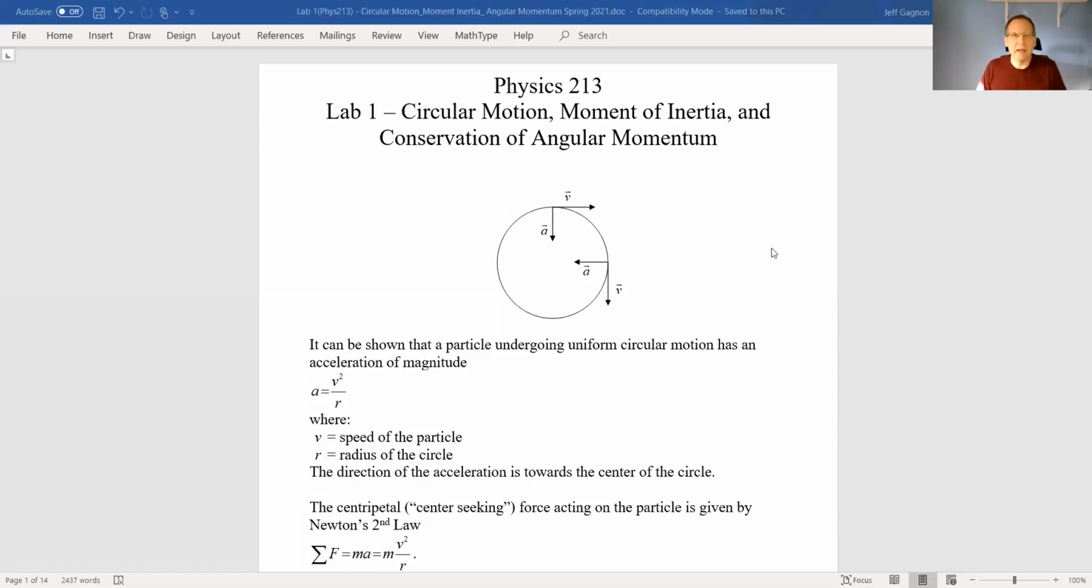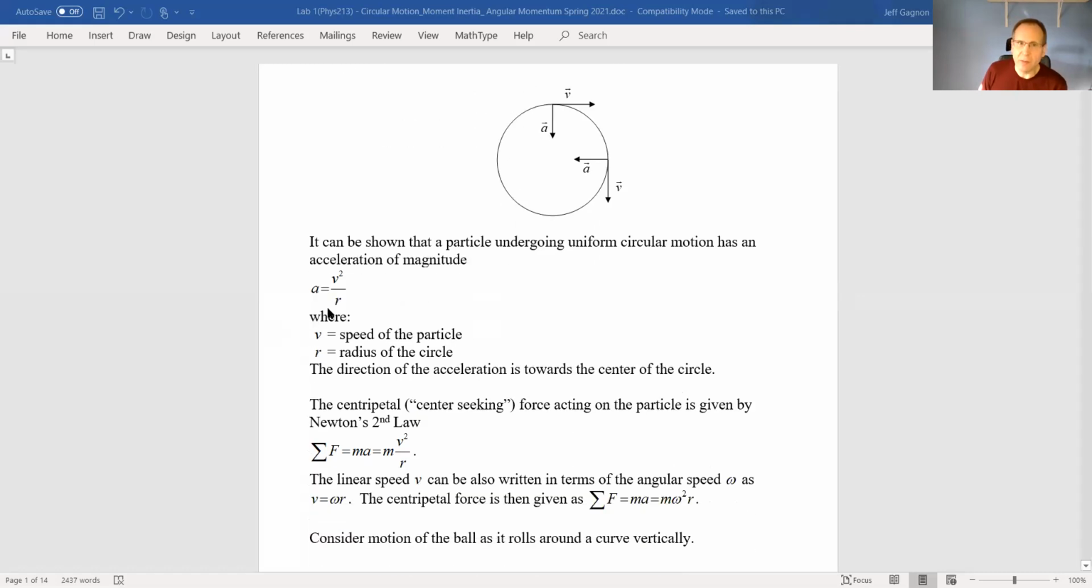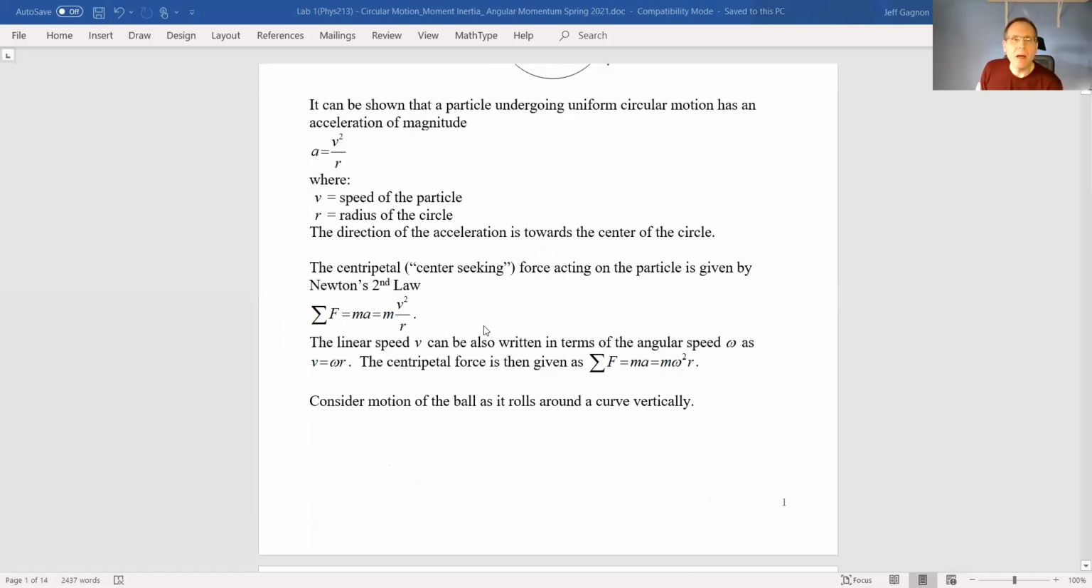Okay, so let's go back to the handout. So again, I talked about the centripetal acceleration. We talked about the magnitude being v squared over r, or we could write it as omega squared r. Then we talked about centripetal force. Again, it's the force that's directed towards the center, and it's simply equal to ma, where the a is the centripetal acceleration. So it's either going to be mv squared over r or m omega squared r, depending on whether we want to use this linear velocity, which is also called the tangential velocity, or if we want to use the angular velocity or angular speed.